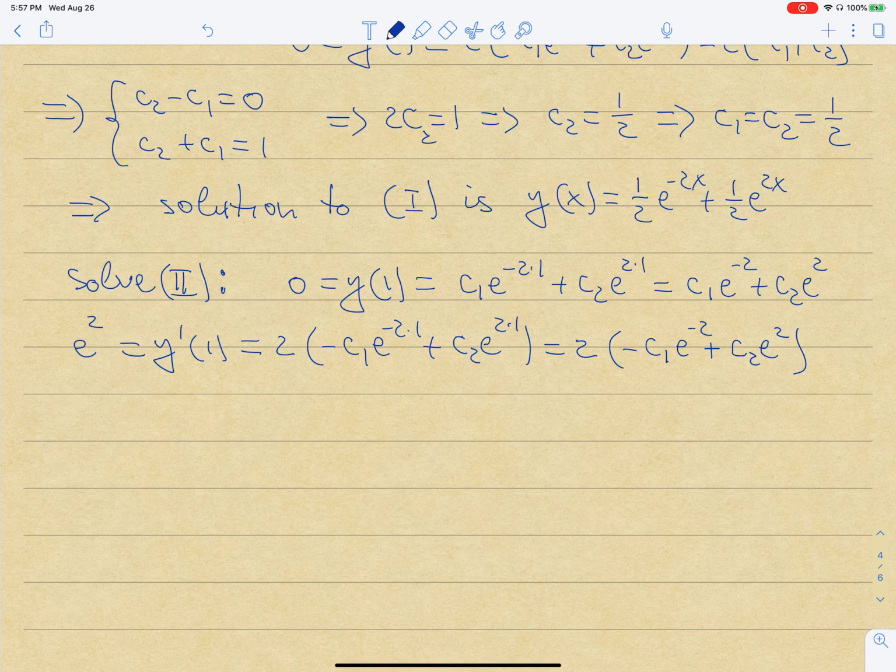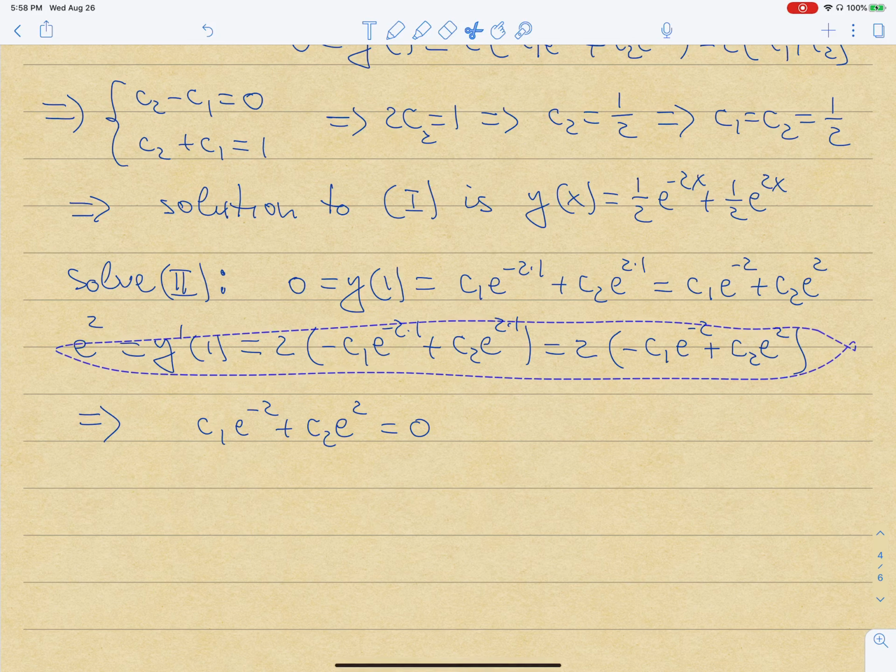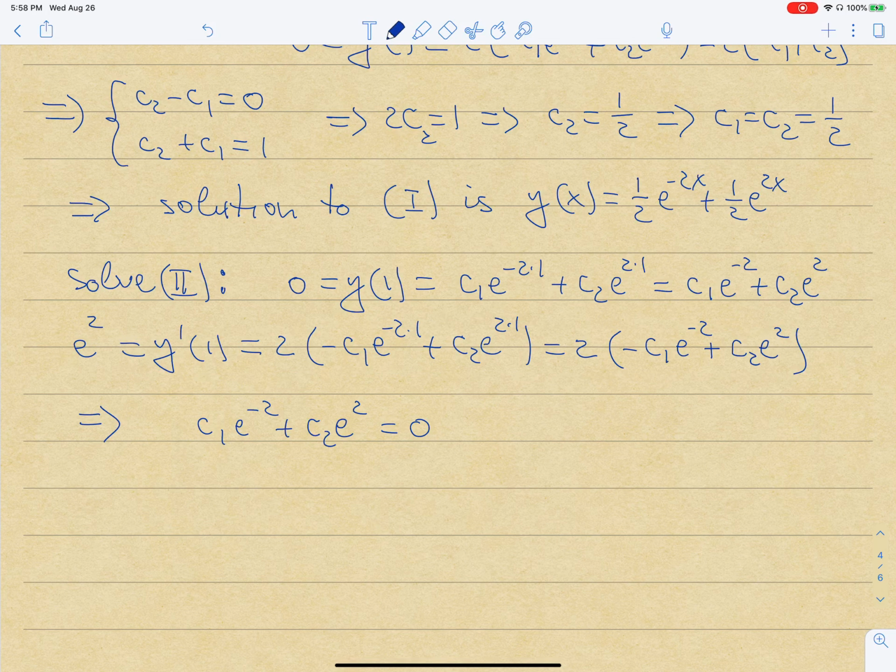Okay, so then we end up with two equations. So therefore, number 1, C1 e to the minus 2 plus C2 e squared, that is equal to 0. That's the first equation. And the second equation, if I divide both sides of this by 2, I'm going to get minus C1 e to the minus 2 plus C2 e squared, that is equal to 1/2 e squared. So C1 and C2 will satisfy these two equations.